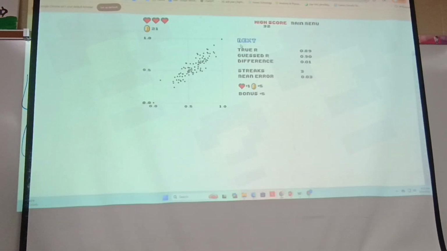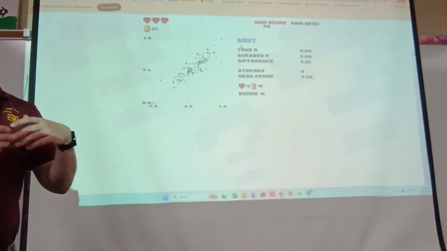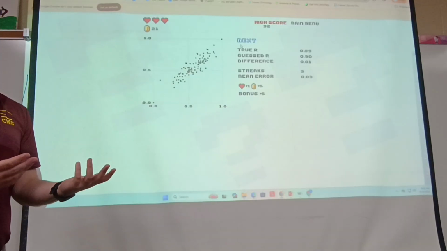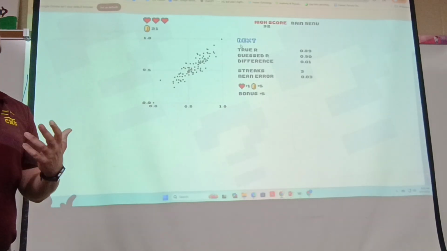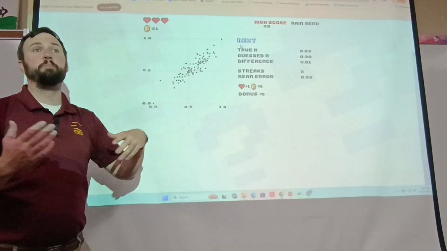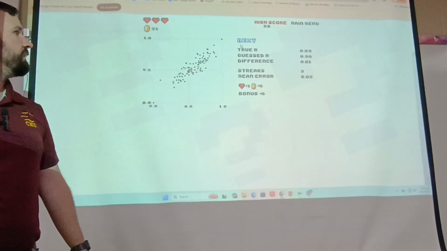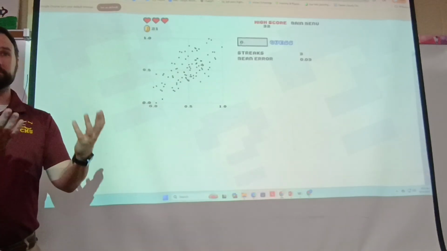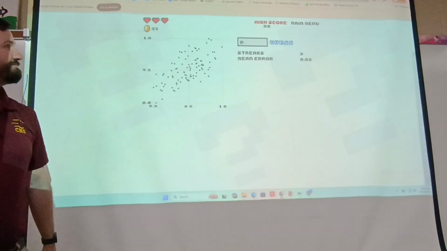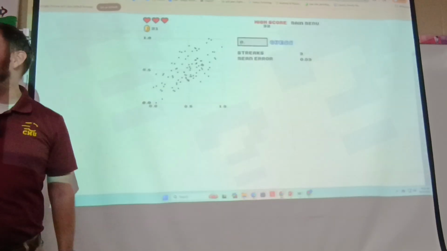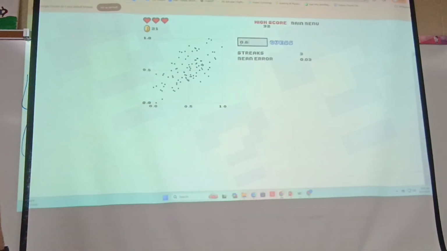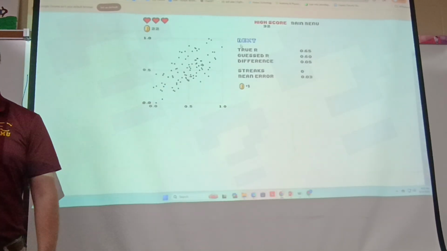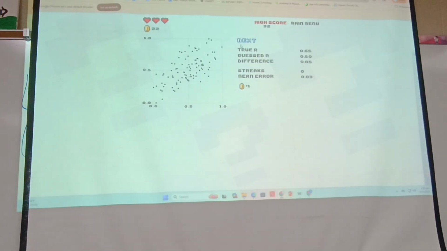One of the homework questions is, given this graph, which correlation matches? If you see a 0.9, it's going to look more like this. If you see a 0.5, it's going to be a little bit more scattered. You think 0.58? It actually might be. 0.65. Oh, it was close. All right, are we good on the game?